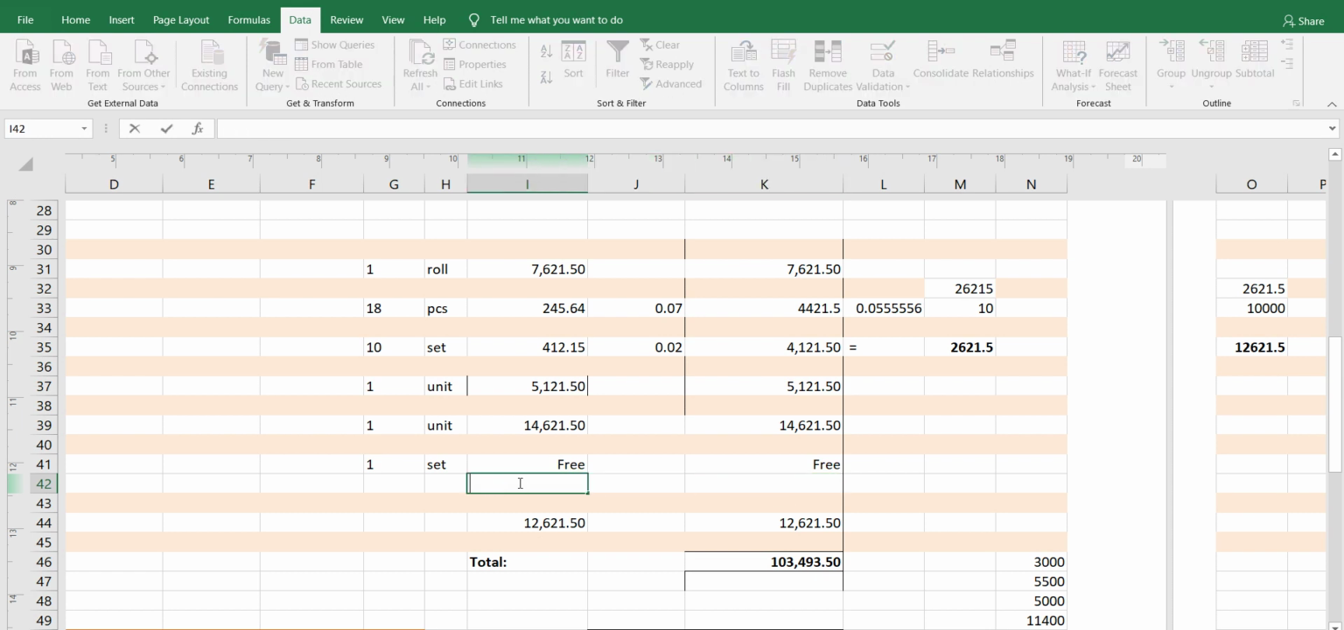So, always separate the unit to the quantity. Mag-allot tayo always ng column sa mga quantity and then separated sa unit. Don't forget that. Okay?